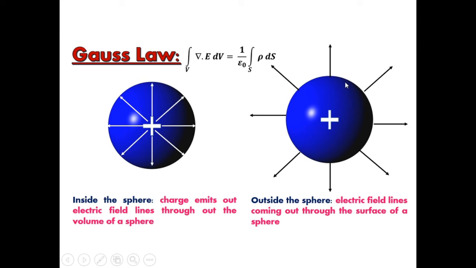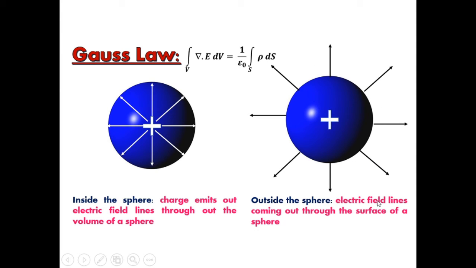Similarly, if we move from the center of the sphere to the surface of the sphere, then whatever number of electric field lines are emitted out by this particular charge, all these lines will reach the surface of the sphere, and the same number of lines will be observed on the surface. For example, 4 plus 4, 8 lines emerge out from the volume of this sphere. The same 8 lines will be observed on the surface of the sphere.